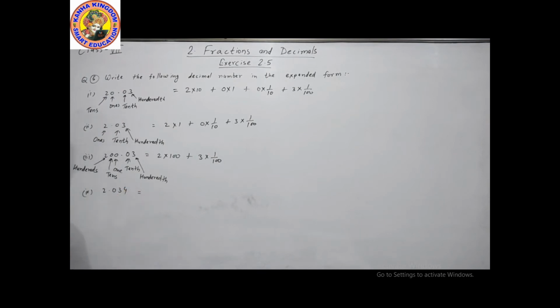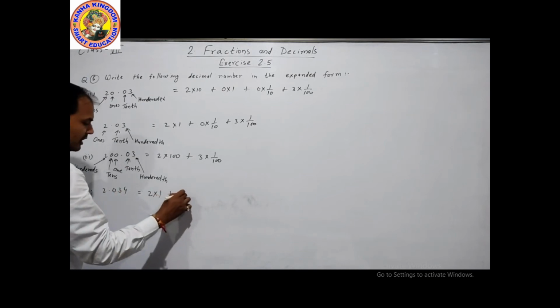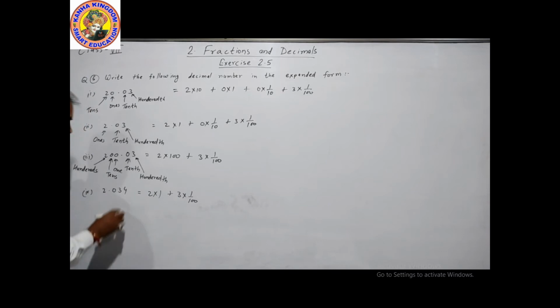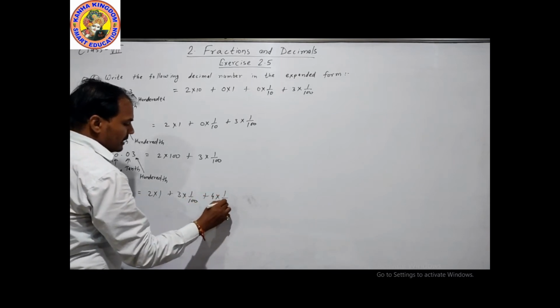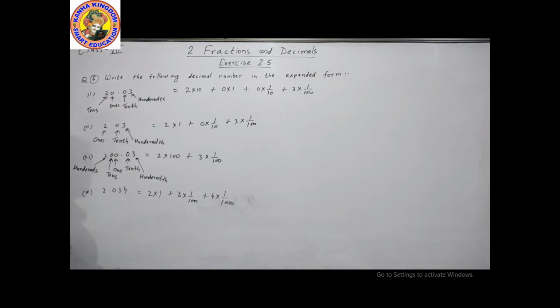Now in this I directly wrote 2 into 1. This is tenth, so leave. This is our hundredth, 3 into 1 by 100. This is our thousandth, 4 into 1 by 1000. You can take a screenshot of this. We will move to our next question.